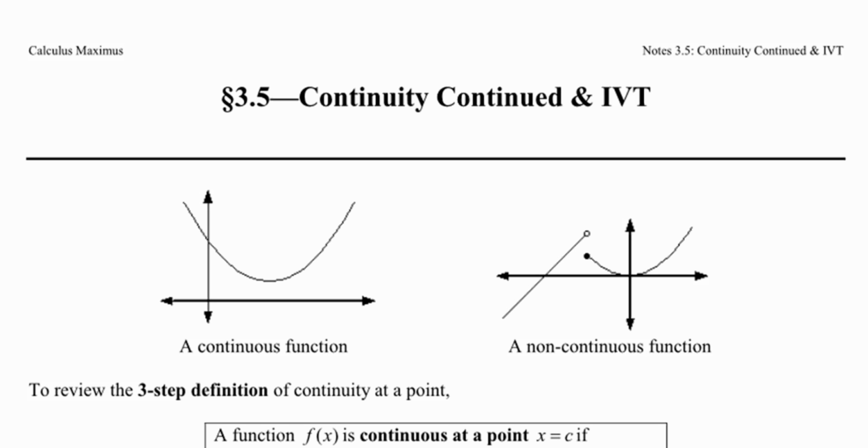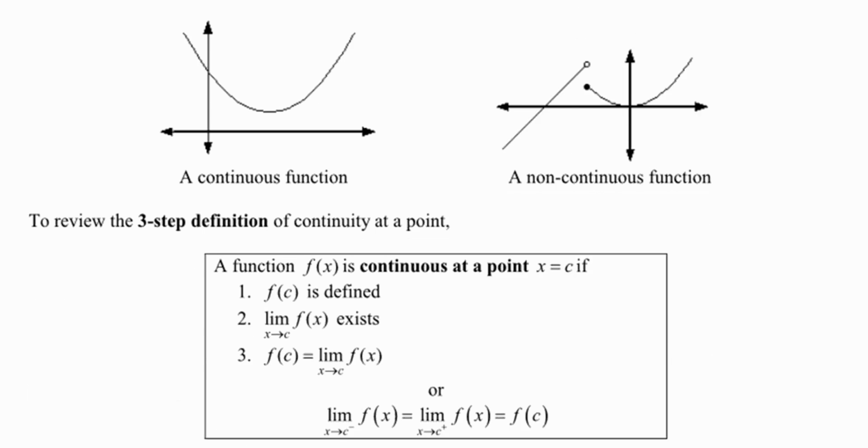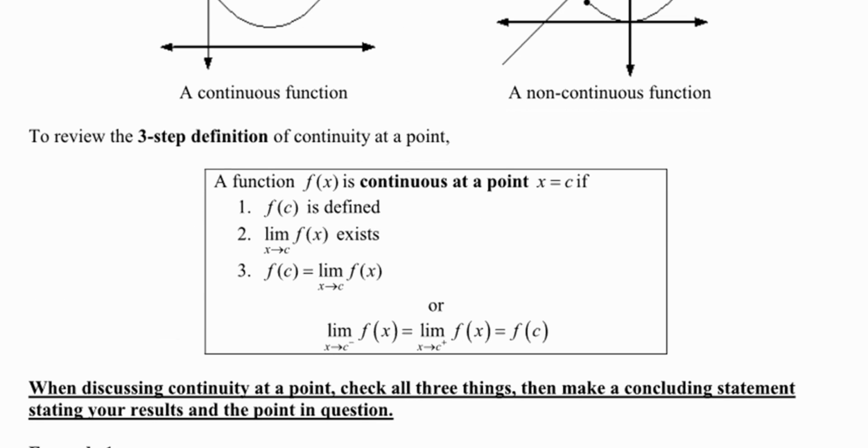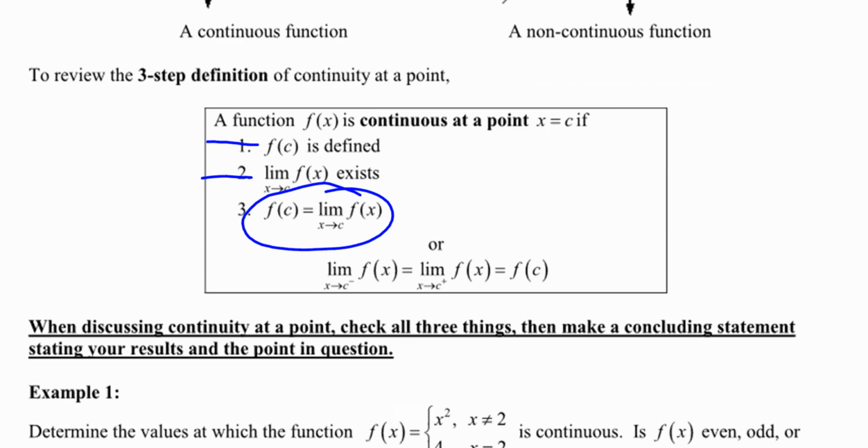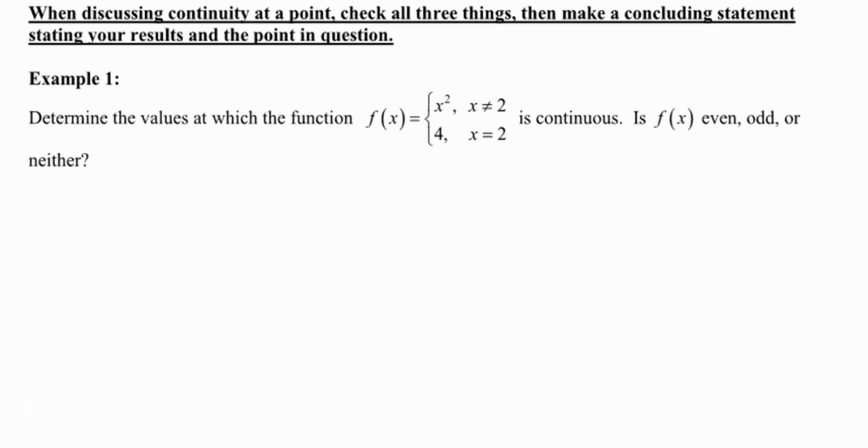3.5, continuity continued, and the IVT. So we have pictures of a continuous function and a non-continuous function. We talked about continuity earlier in the year. If a function is continuous at a point, then the y value at that point must be defined, the limit approaching from both sides must exist, and the function value and the limit must be exactly the same. So just to review that, let's make sure we check all three of these things.